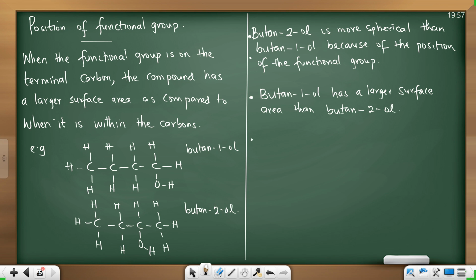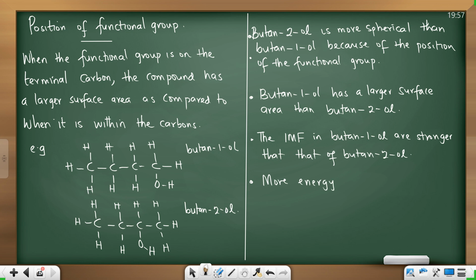Therefore, what do we say? We have already spoken about larger surface area now. The intermolecular forces in butane 1-ol are stronger than that of butane 2-ol. And we know, guys, we know the intermolecular force here, right? Hydrogen bond. What else do we now say? More energy is required to overcome the hydrogen bond.